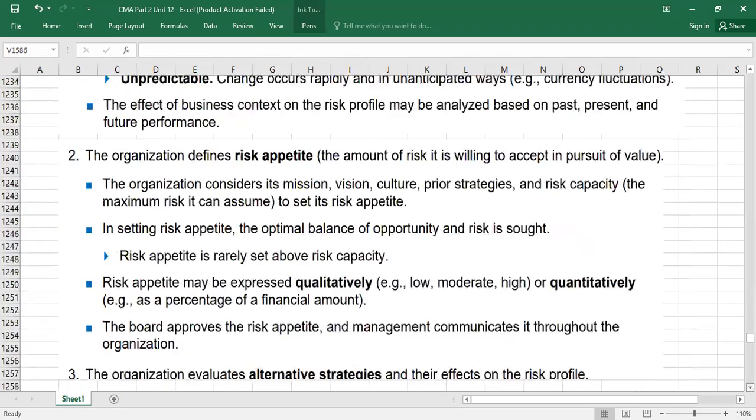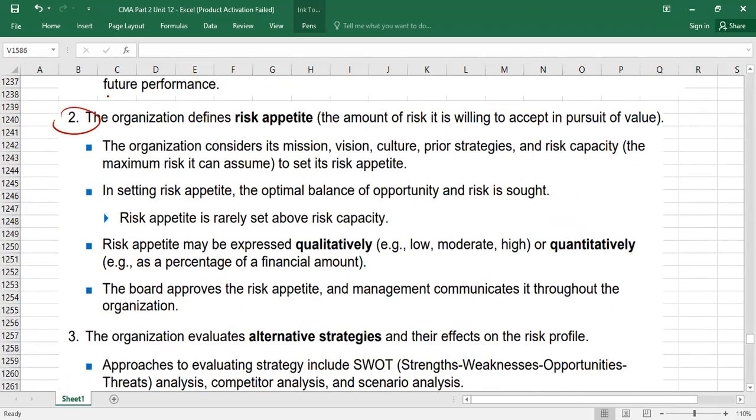Then, guys, we have a second principle. The second principle is that the organization defines risk appetite. First, you have to analyze business context and its effect on risk profile. Second, you have to define risk appetite. I already told you, it is simply the amount of risk that we are willing to accept in pursuit of value. How much risk you are willing to take, that is called risk appetite.